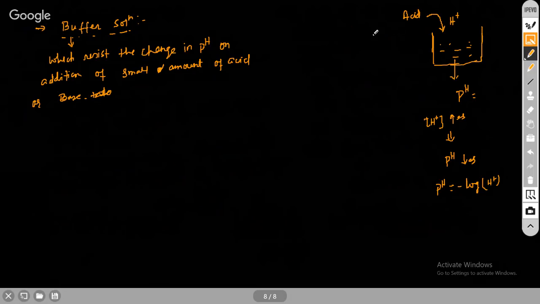If you have one buffer solution and one non-buffer solution, and you add an equal amount of acid into these two solutions, then the change in pH of the non-buffer solution will be more than the change in pH of the buffer solution. So one thing you should be very clear about: it does not mean that the change in pH of the buffer solution is zero. No, it is not zero, but the change is very small. And this change is obviously lesser than the change when the solution is not a buffer solution. Is the definition clear?